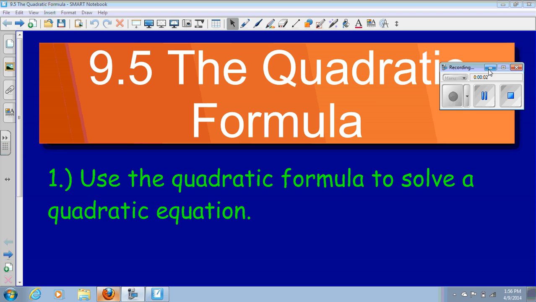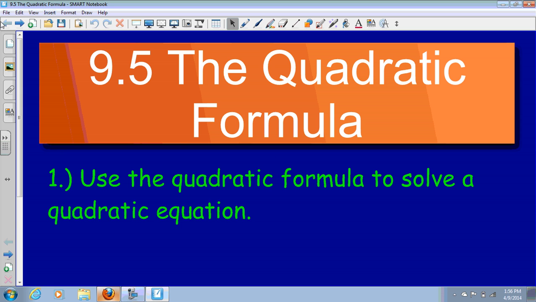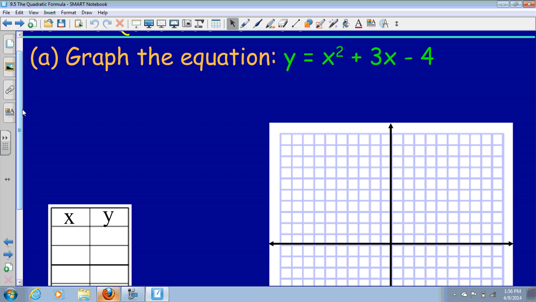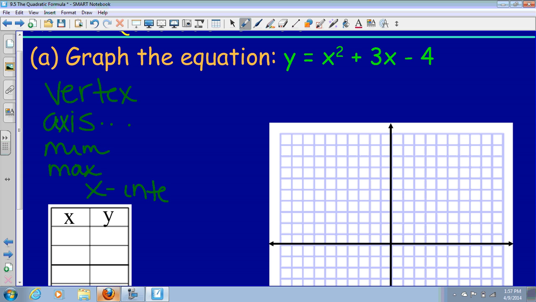Okay, quadratic formula. We're going to talk about ways to solve polynomials. We've talked about graphing them, and when we graph them, we can find the roots. We talked about finding the vertex. This might be a good time to think to yourself, how do I do that? The axis of symmetry, the minimum, the max. And our roots are our x-intercepts, where it will cross the x-axis.